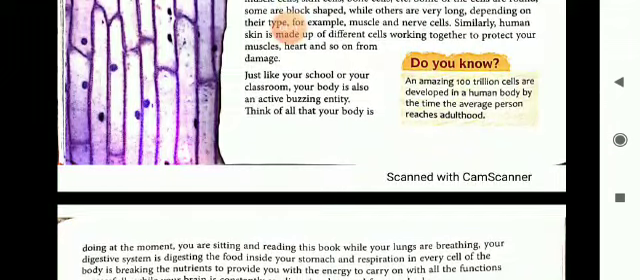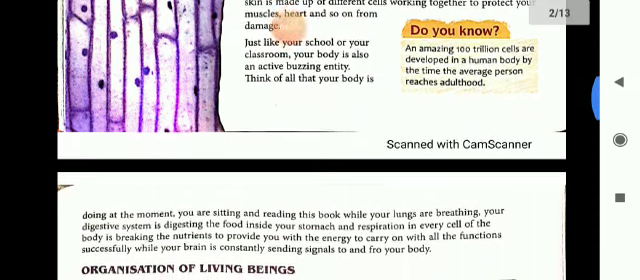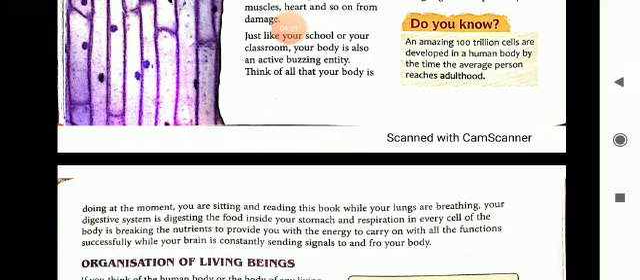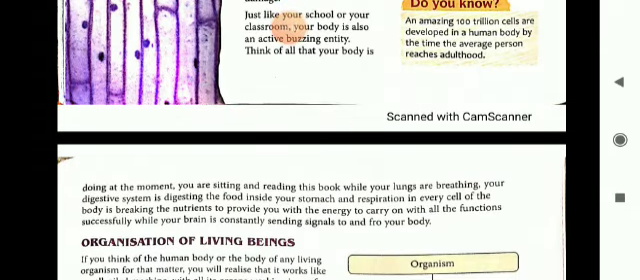Just like your school or your classroom, your body is also an active buzzing entity. Think of all that your body is doing at that moment. You are sitting and reading the book while your lungs are breathing, your digestive system is digesting the food inside your stomach, and respiration in every cell of the body is breaking down the nutrients to provide you with the energy to carry on with all the functions successfully. While your brain is constantly sending signals to and fro your body. That means all the body parts are doing their function. Whether we are sitting, sleeping or running, whatever work we are doing, the functions in our body are going on.